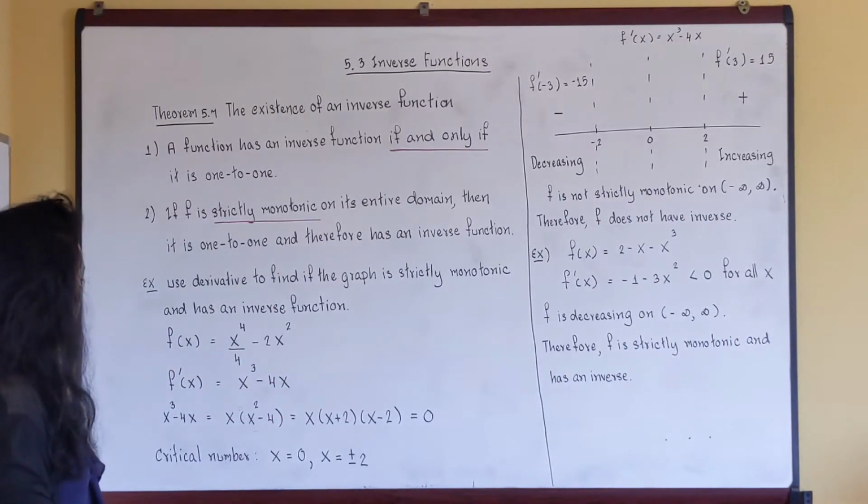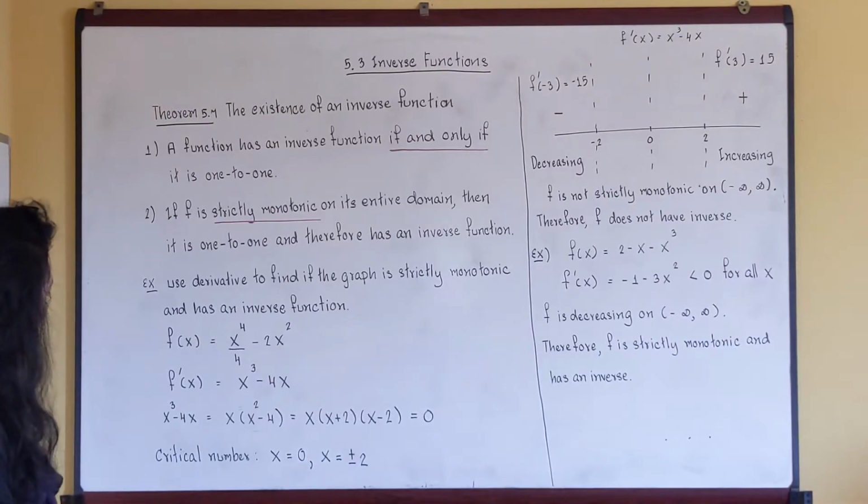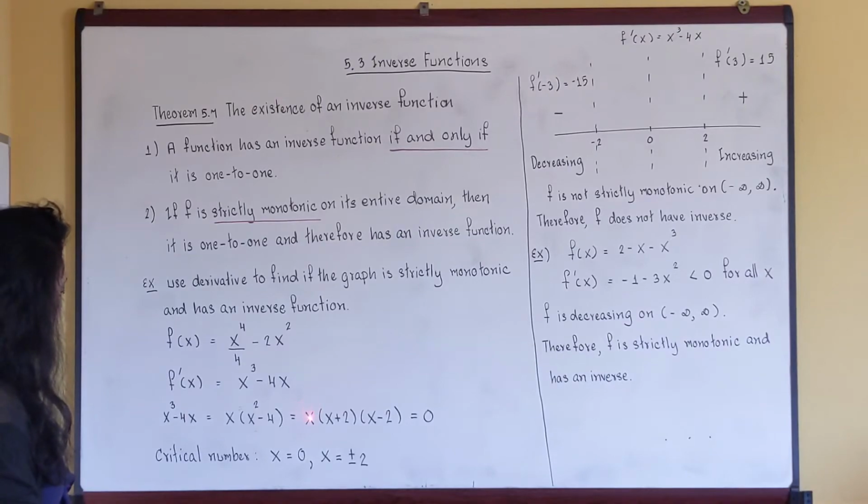Next step, I'm going to set it equal to 0 and solve for x. So I have x cubed minus 4x. I factor out the x, and I'm left with x squared minus 4. This is a difference of squares, so I can write it as x times (x plus 2) times (x minus 2) equal to 0.